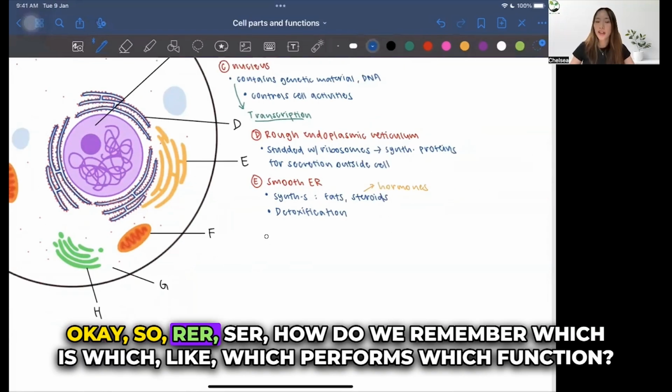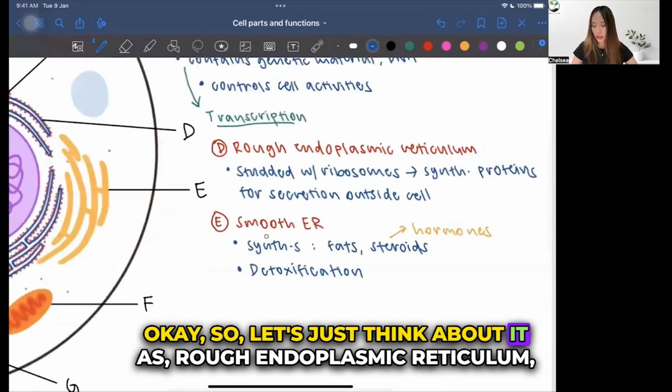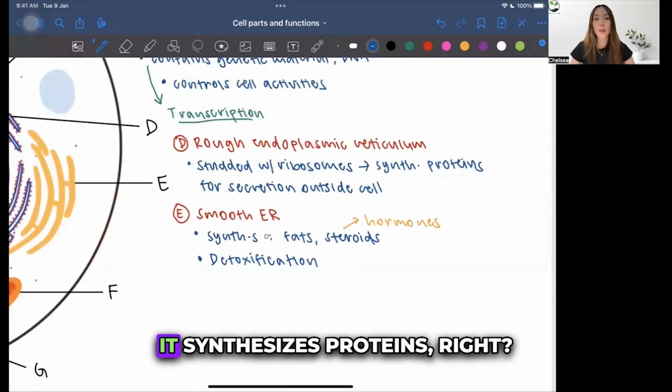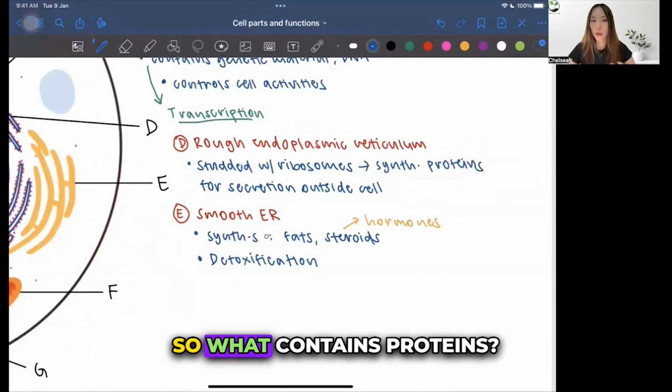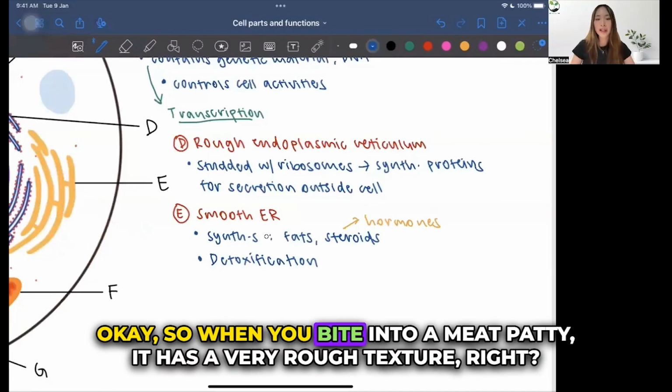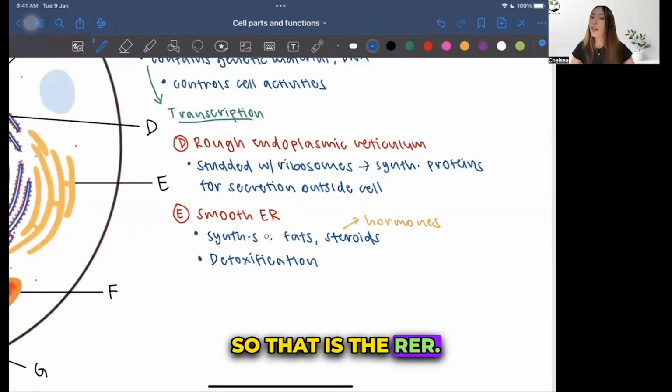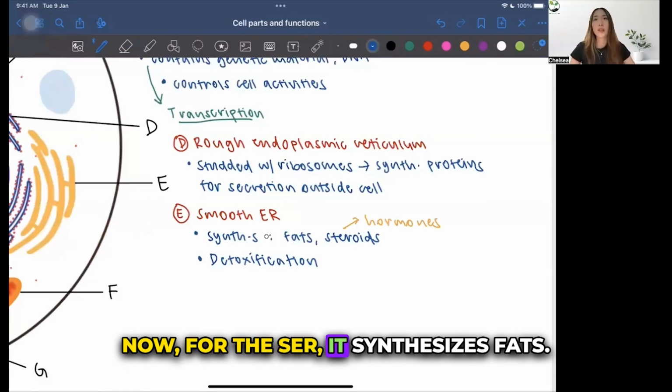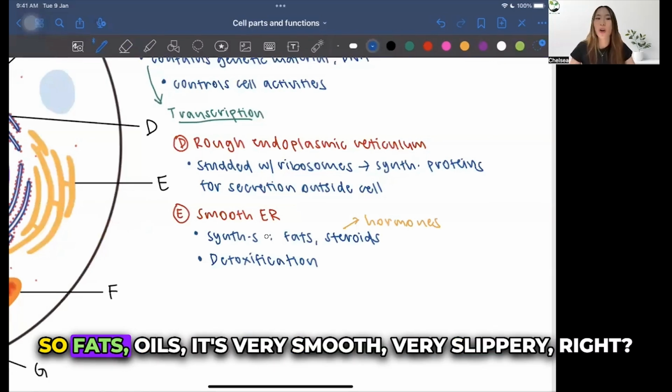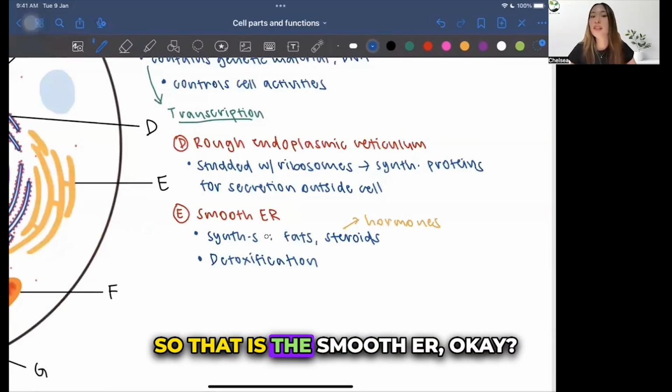So RER, SER, how do we remember which is which? Like which performs which function? Let's just think about it as rough endoplasmic reticulum. It synthesizes proteins, right? So what contains proteins? Meat. When you bite into a meat patty, it has a very rough texture, right? So that is the RER. Now for the SER, it synthesizes fats. Fats and oils are very smooth, very slippery, right? So that is the smooth ER.